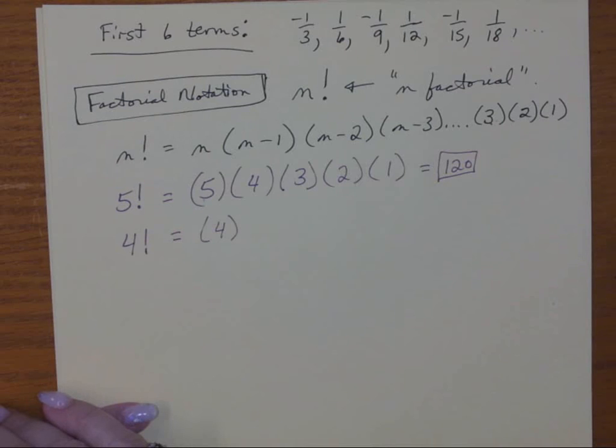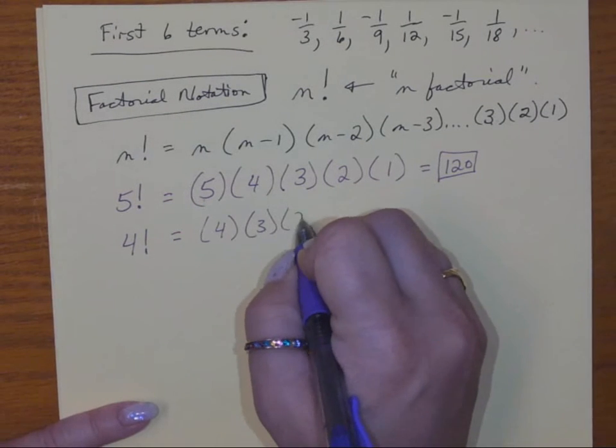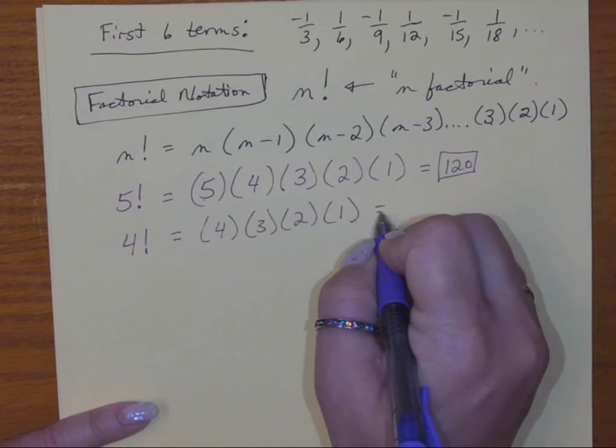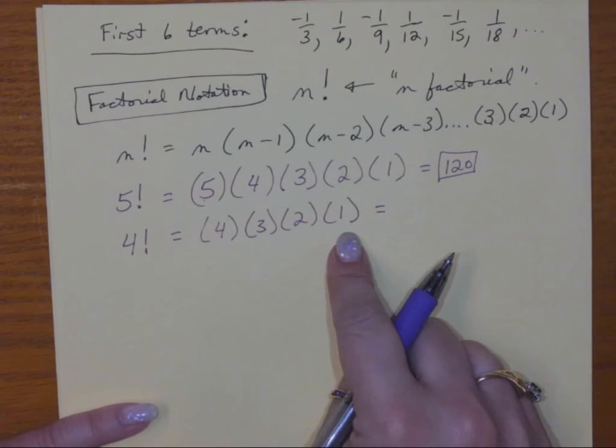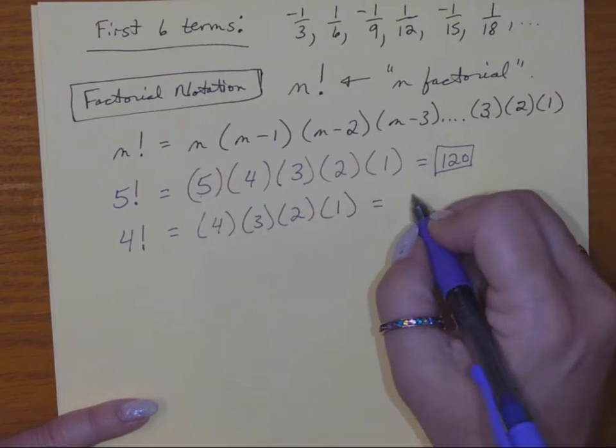Then what? Everybody's done it, right? Times 3, times 2, times 1. All the way down till I get to the 1. And then I just multiply those out. Well, that's 12 times 2. It's just a 24, right?